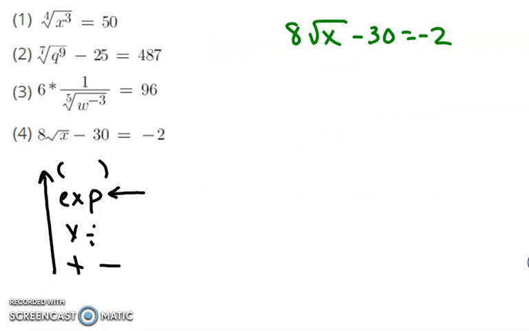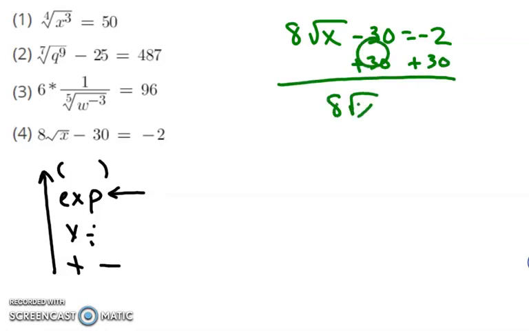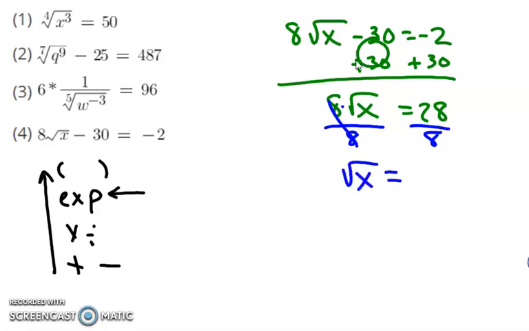So this time, if I start at the reverse order of operations, first step I would do is add 30 to both sides to get rid of the subtraction problem and create a 0. So we have 8 root x equals 28. Next is undo the multiplication step by doing division. Create a value of 1. So square root of x equals 28 divided by 8, which is 3.5.